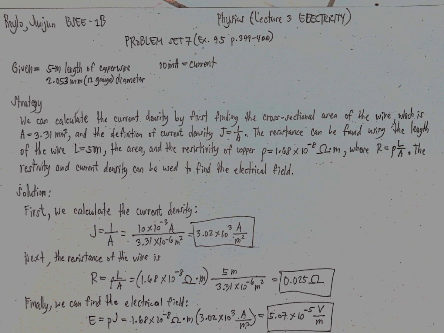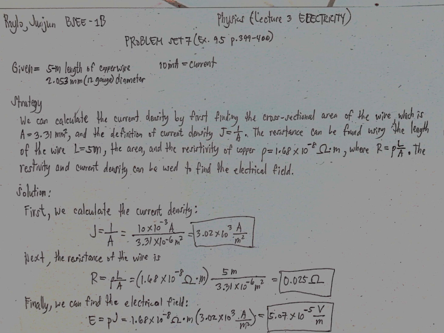So the given 5 meters is the length of copper wire, and the 2.053 millimeter, 12 gauge, is the diameter of the copper wire. So the strategy here: we can calculate the current density by first finding the cross-sectional area of the wire, which is A equals 3.31 millimeter squared, and the definition of current density, J equals I over A.